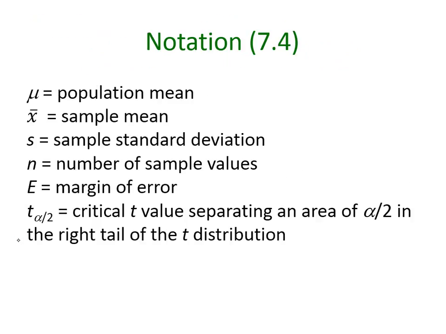Notation: mu is still the population mean, x bar is still the sample mean, s is still the sample standard deviation, n is still the number of sample values, E is still my margin of error, and then the t of alpha over 2 is the critical t value separating an area of alpha over 2 in the right tail of the t distribution.